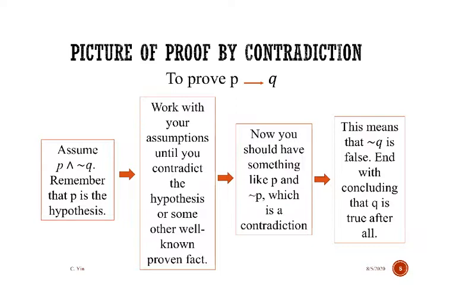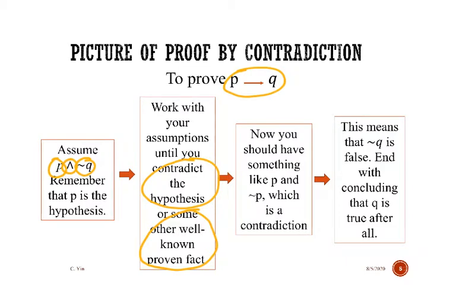So you were trying to prove that P implies Q here. First thing you're going to do is assume the P. That's different from our proof by contrapositive. So assume P is true and not Q. And remember, P is the hypothesis, Q is the conclusion. And then what you want to do is work with your assumptions until you either contradict the hypothesis or you're going to contradict some other well-known proven fact.